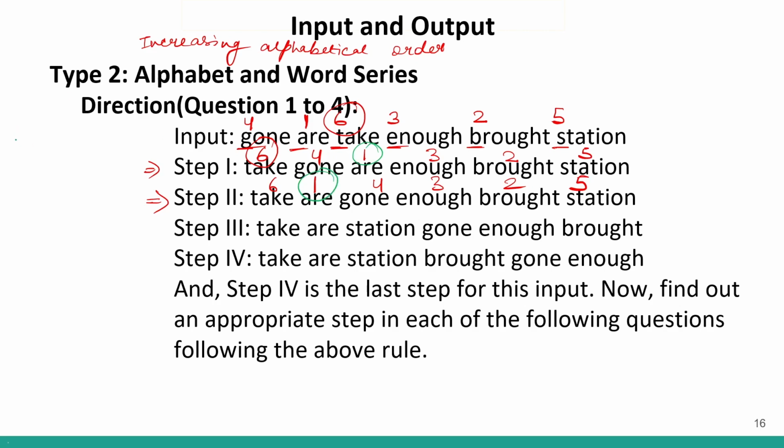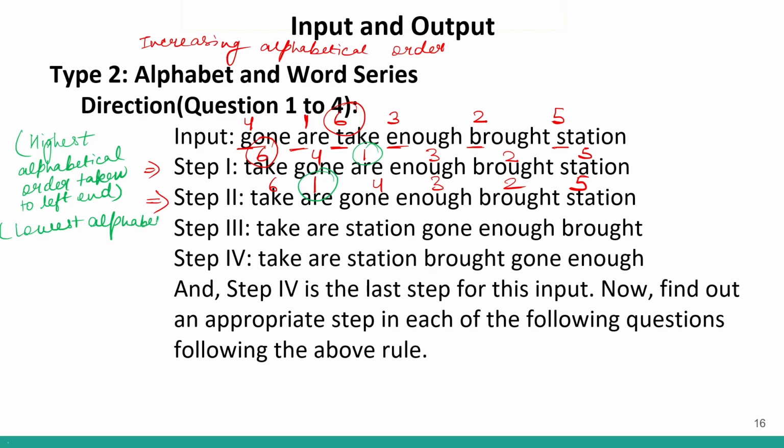So what is the logic? In step 1, we took the highest alphabetical order taken to left end, correct? Taken to left end. Then after that, in step 2, we took the lowest alphabetical order, taken to the left end.